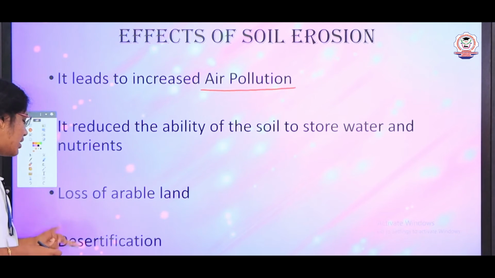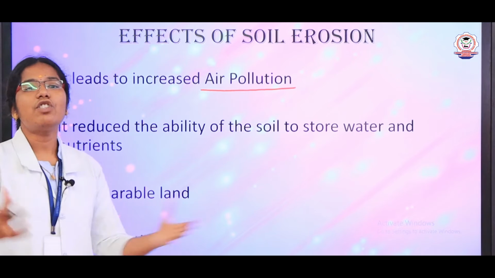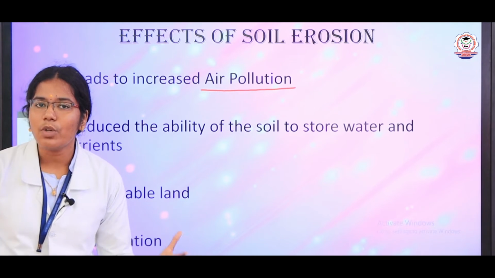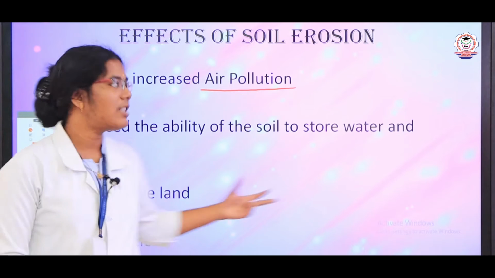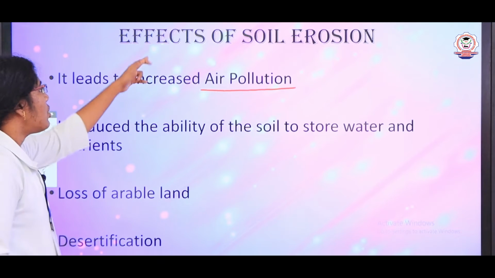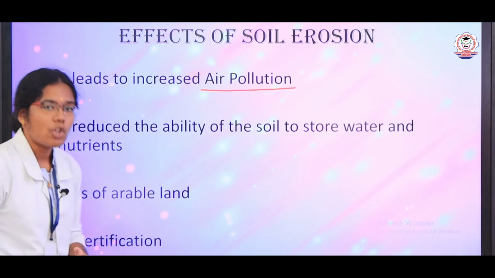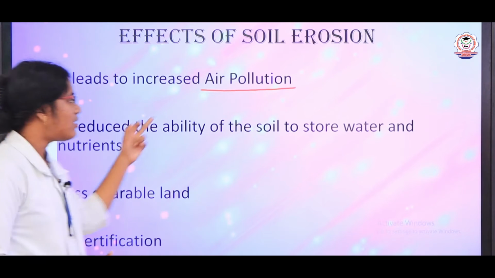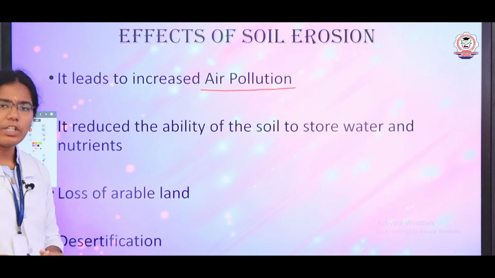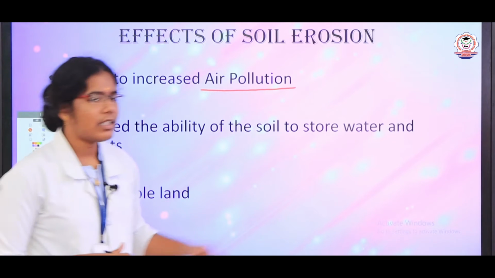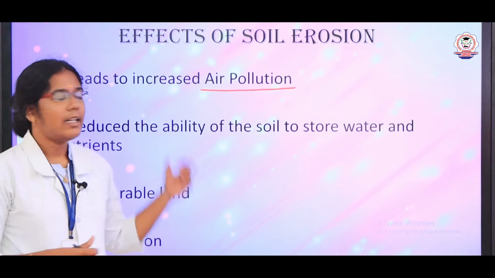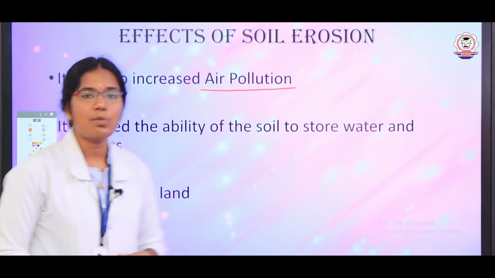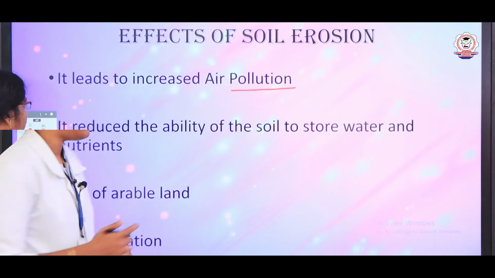The fourth point is desertification, which means the land is converted into a desert, so there is no use of that land. So these are all the effects of soil erosion. The first point is air pollution. Next, it reduces the ability of the soil to store water as well as nutrients. The third point is the loss of arable land, and the last point is desertification.